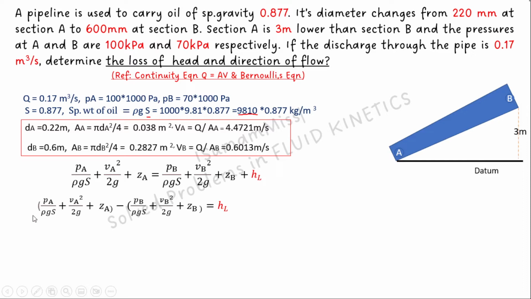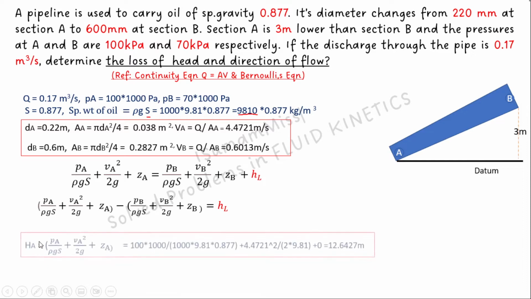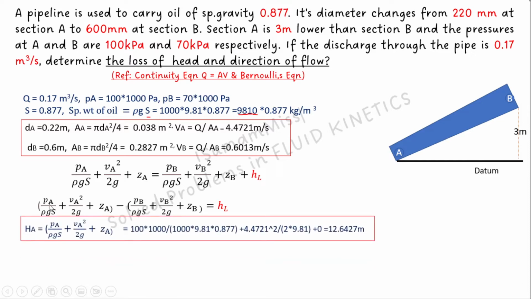The total energy at section A is indicated by HA, that is equal to Pa by rho gs plus Va square by 2g plus Za. Since this point is the datum, Za equals 0, and Pa is available with us. Va is calculated as 4.4721 meter per second. So you can substitute and calculate the total energy at section A, that is equal to 12.6427 meter.